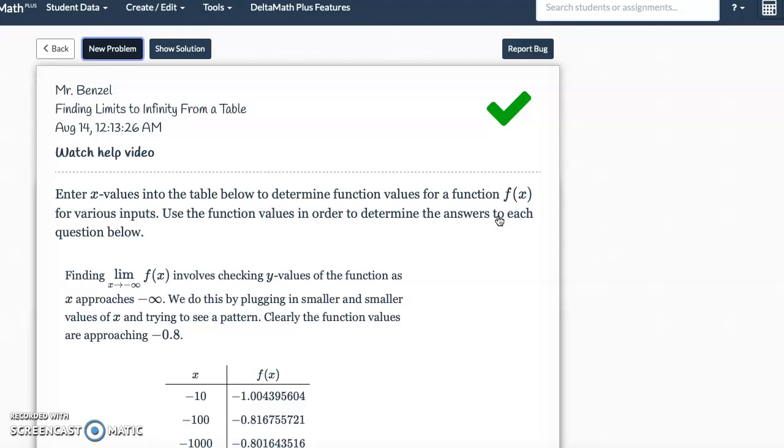So that is what happens when those x values get to negative infinity, really, really far left on the number line, or really, really far right on the number line, going towards positive infinity.